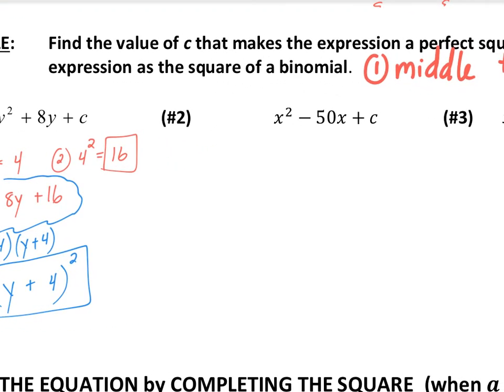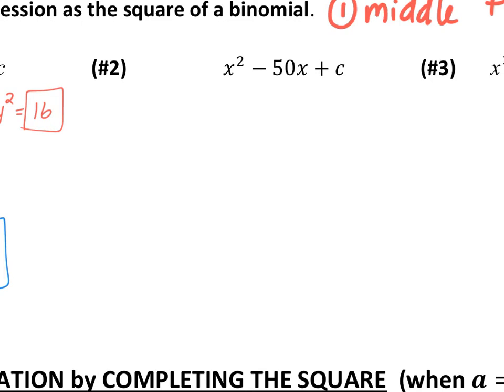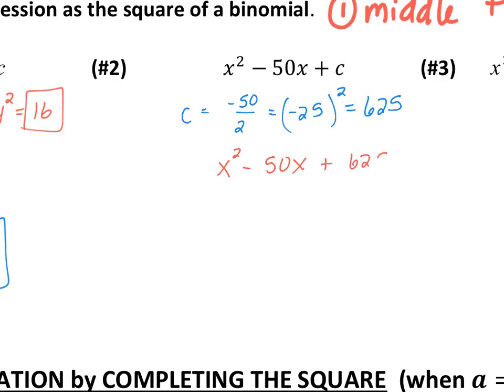Okay, number 2. To find c, c equals negative 50 divided by 2, which is negative 25. Okay, that's step 1. Step 2 is square that. Negative 25 squared is 625. So we found out what c is. Now if we write this out, x squared minus 50x plus 625.